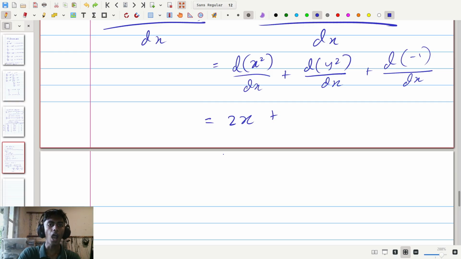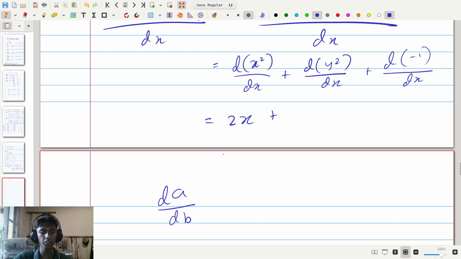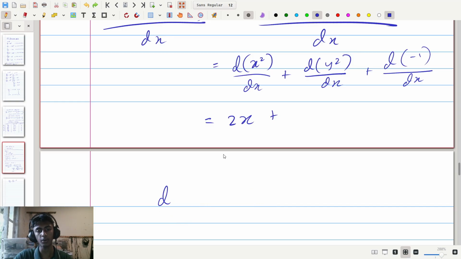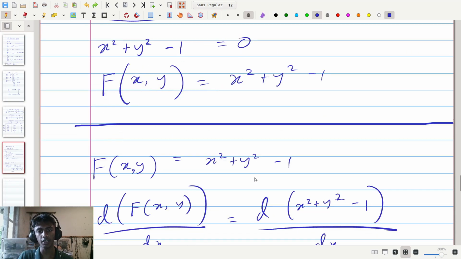Now then, how do we differentiate y squared with respect to x? Well, for this, we're going to use the chain rule. We know that d of a with respect to b is equal to d of a with respect to c times d of c with respect to b. Here we are going to use this method to write this in a different format. So we're going to erase this down here and use the chain rule to write this in a different format.